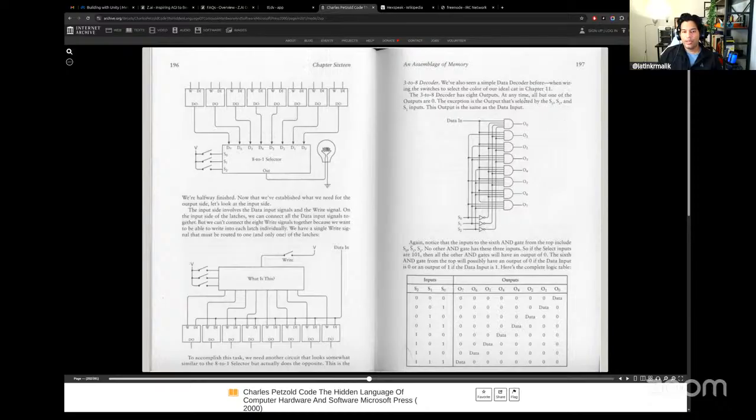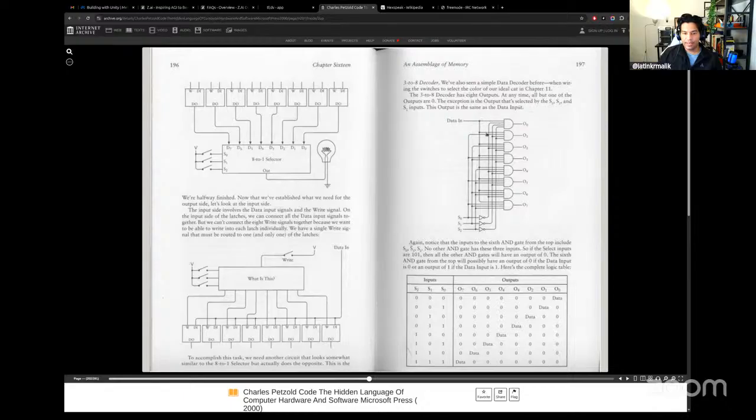The 3 to 8 decoder has 8 outputs. At any time, all but one of the outputs are 0. The exception is the output that's selected by the S0, S1, and S2 inputs. And this input is the same as the data inputs.